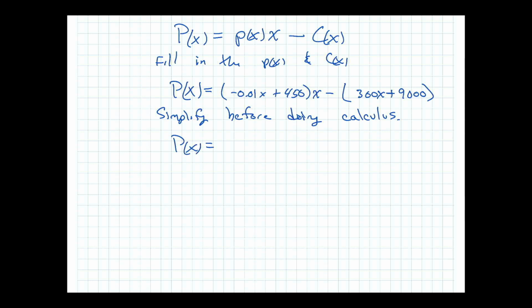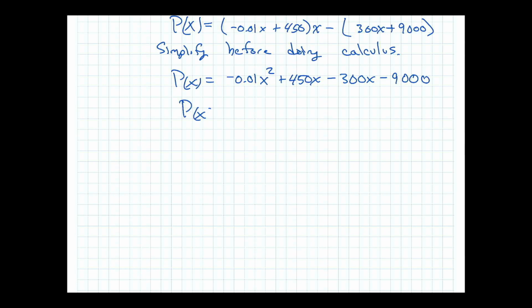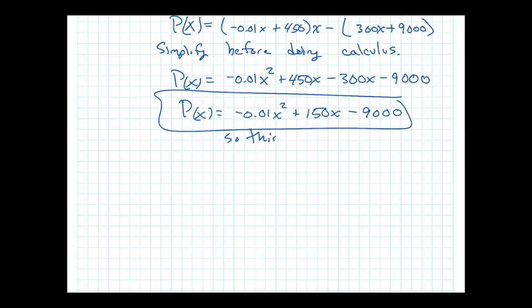So if I'm going to simplify this equation, I should multiply the x by everything here. So negative 0.01x squared, and x times 450 is plus 450x. And then this minus the cost, the minus goes on both of these. So it's going to be minus 300x minus 9,000. Okay, so the P of x is negative 0.01x squared, and then we can combine the 450x and the negative 300x and get plus 150x minus 9,000. Okay, now this is not the answer, this is just the profit equation.